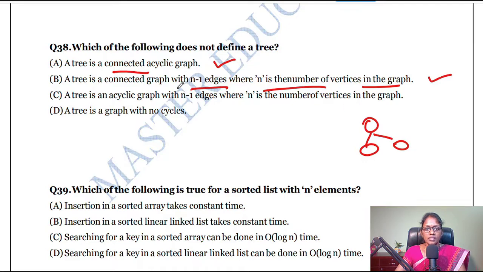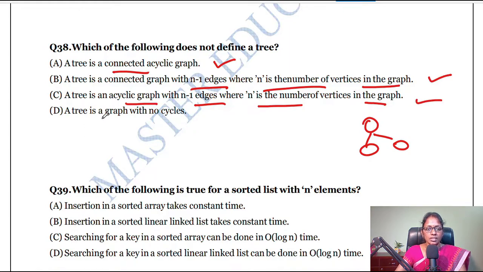A tree is a connected graph with n minus 1 edges where n is the number of vertices. With 3 vertices, I have only 2 edges, then it is also called a tree. So the second statement is also correct. A tree is an acyclic graph with n minus 1 edges where n is the number of vertices in the graph, and this is also correct.